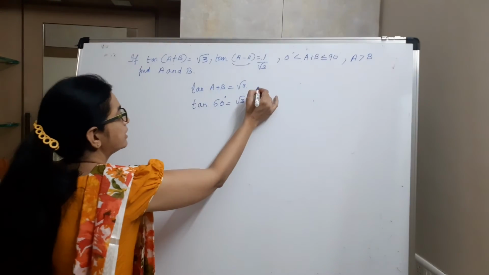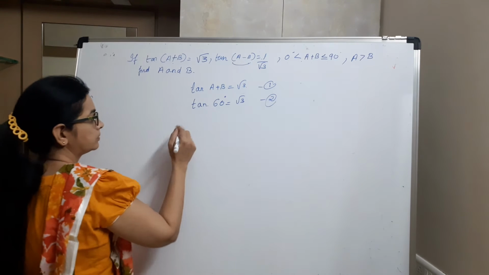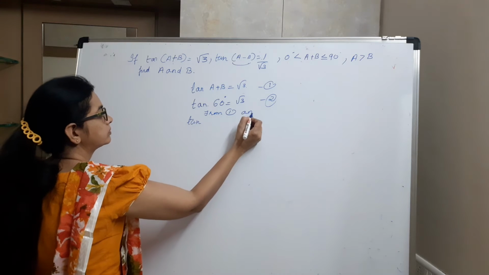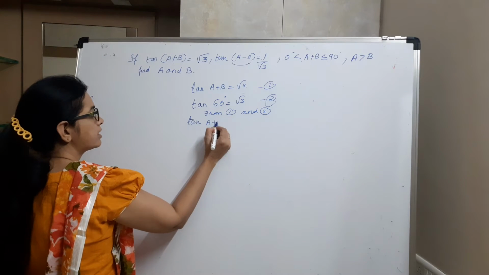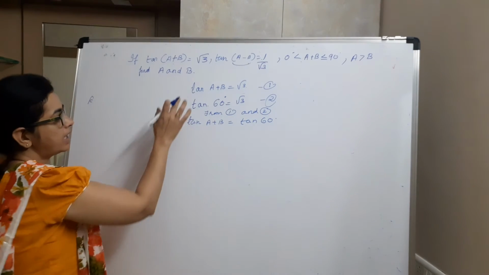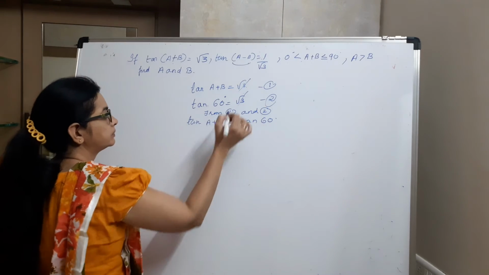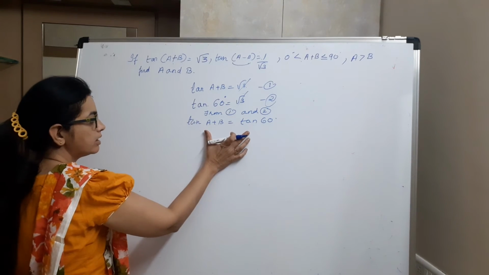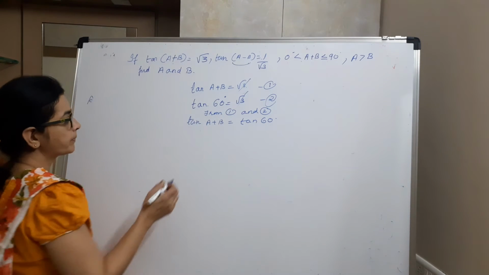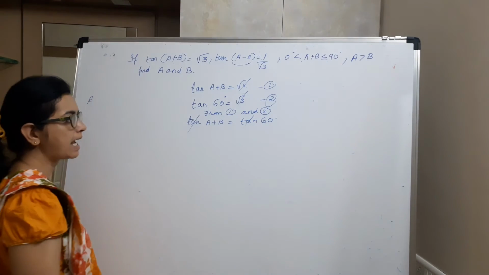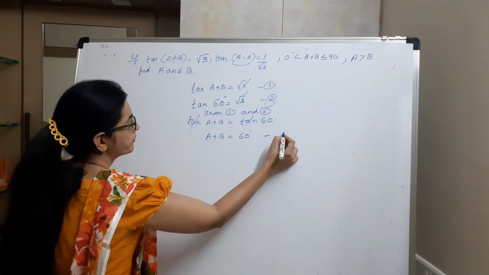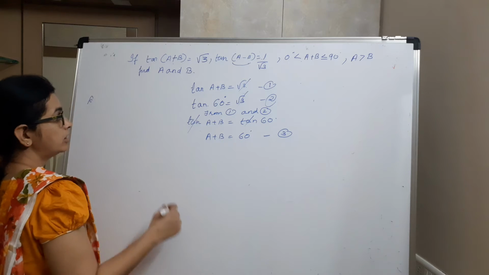It means, take this as 1 and 2. We can say from 1 and 2, tan(a + b) is equal to tan 60, because the RHS are equal, hence the LHS will be equal. Remove the RHS and you can equalize the LHS of 1 and 2. Again you can eliminate this tan. What will remain? a + b is equal to 60 degree. This is the third equation.